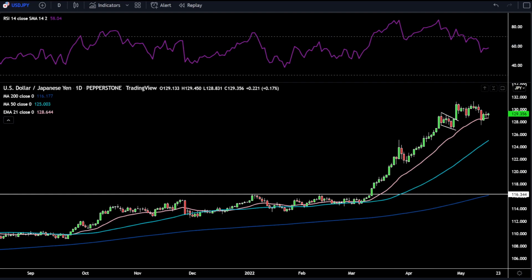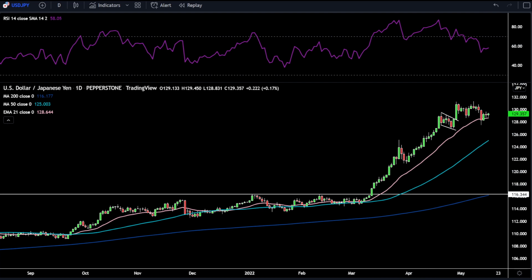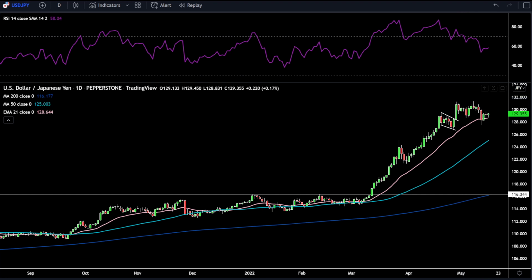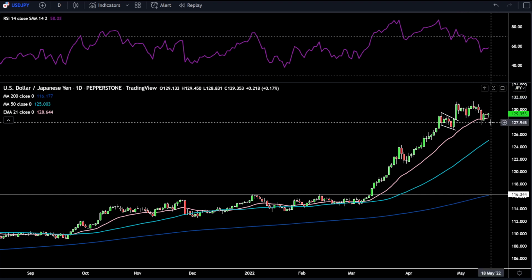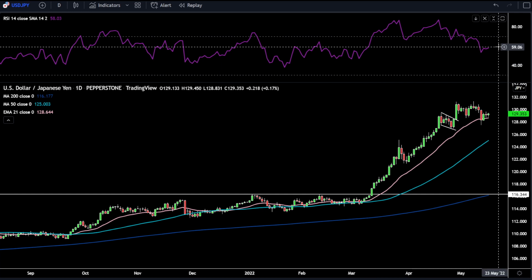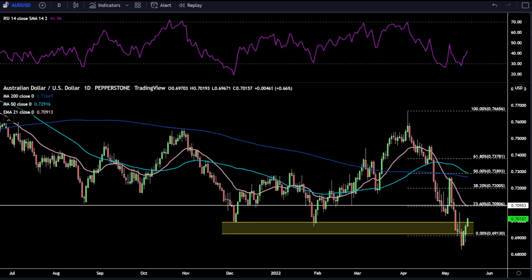Moving on to US dollar JPY, we can see it's held that 21-day exponential moving average quite well. In terms of targets, I'd be looking to the upside. The 130 level would be key, and then above there, the former high around here at the 131.2 level. On the downside, a breach below this 21-day exponential moving average, I'd be looking towards these lows here at around 127. The RSI still has some room to run on the upside though, so that's positive for the bulls.